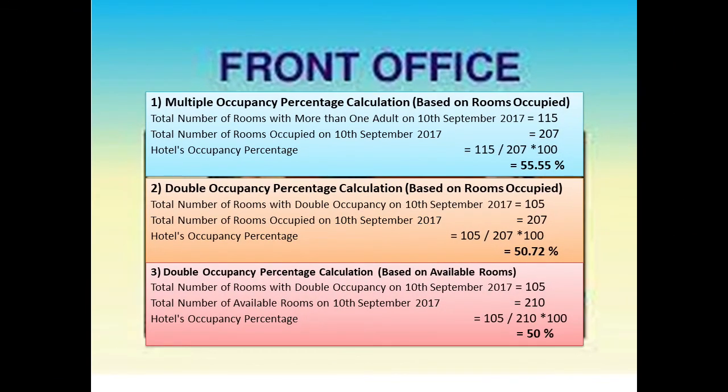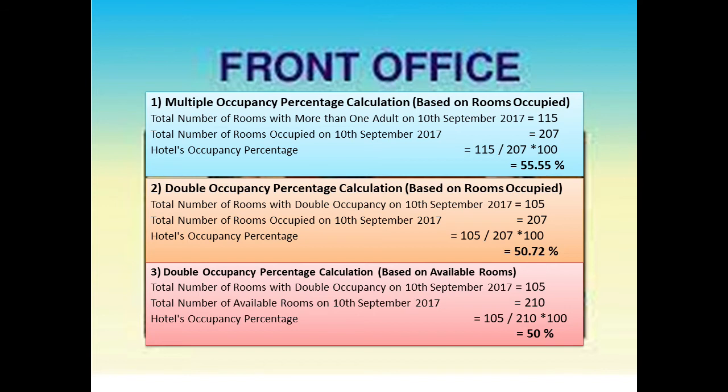Okay, number 1. Multiple occupancy percentage calculation based on rooms occupied. The total number of rooms with more than one adult on the 10th of September 2017 is equal to 115. The total number of rooms occupied on the 10th of September 2017 is equal to 207. The hotel's occupancy percentage is equal to 115 over 207 multiplied by 100, which is equivalent to 55.55%.